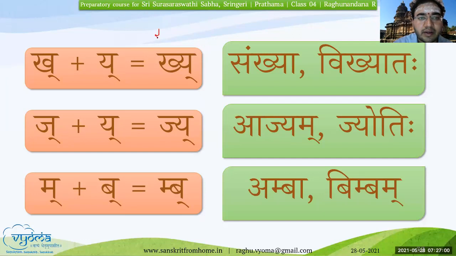Khakara will be the full letter, but it is written only halfway. The only thing is the line is missing, and then immediately we have the next letter, which is Yakara, and this is how this Samyuktaksharam is represented and written. Similarly for Jya, and similarly for Mb or Amba and Bimbam. Hope this part of writing the Samyuktaksharani is clear.